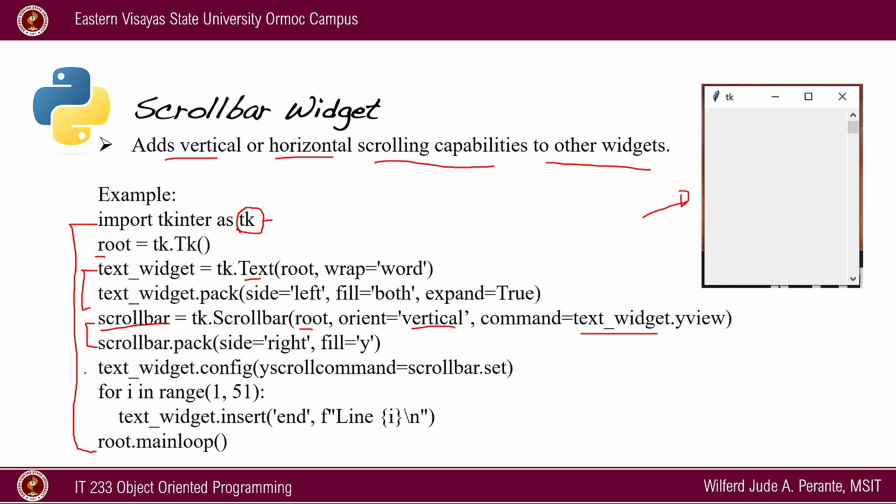So the next statement here, the text widget config. This is to configure the text widget to use the scroll bar for vertical scrolling. So this one.